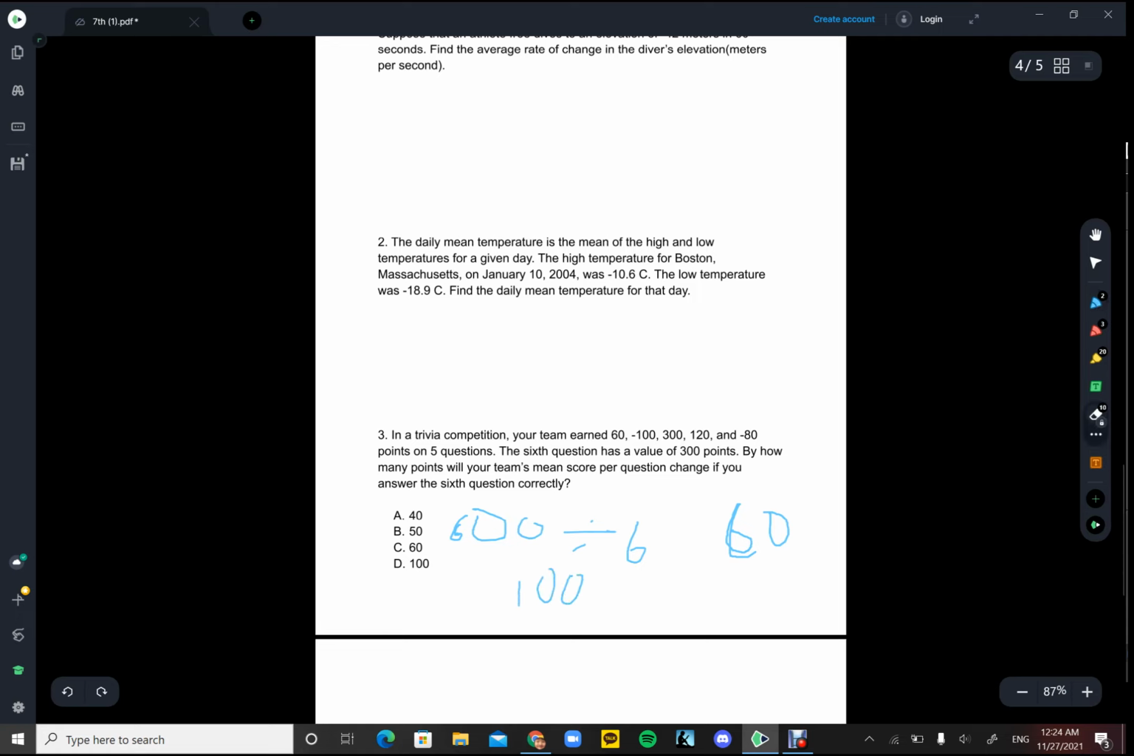So you use this number that we just found and the 60 that we held on to earlier, and we subtract 60 from 100 to see how much the value has changed. And when you do 100 minus 60, you get a value of 40.